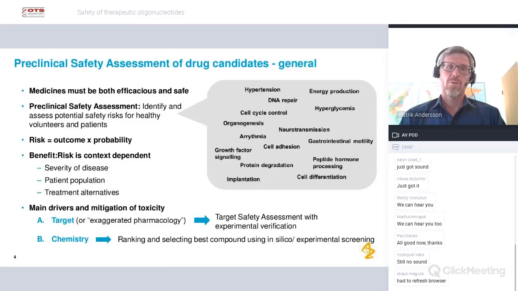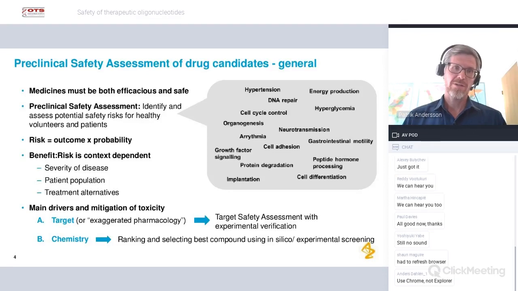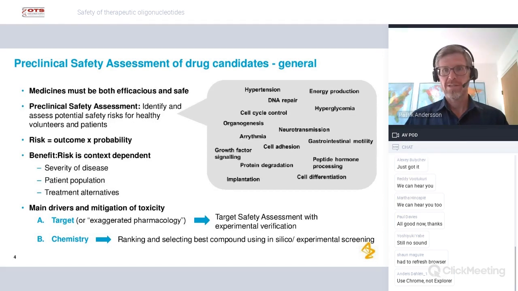One can divide toxicity into two different buckets. One that is more target-driven, or some like to call it exaggerated pharmacology. And the way we deal with this is a target safety assessment with experimental verification. And also then we have the chemistry part of it that could be independent of the actual target. So I will talk about both these things in the context of oligos.